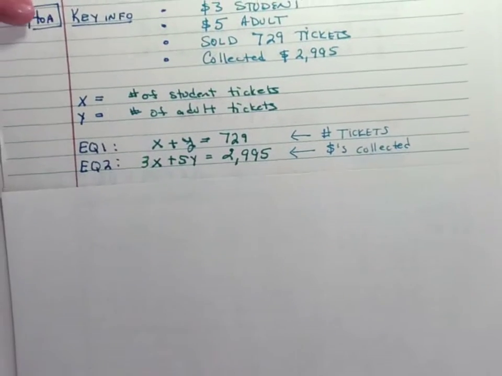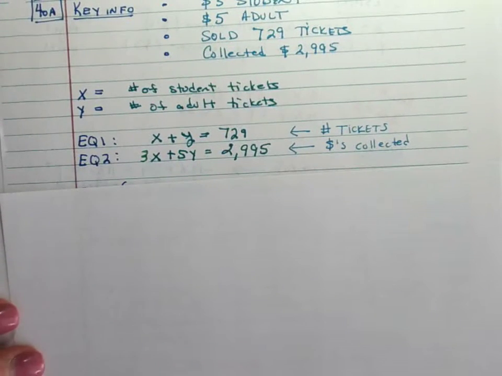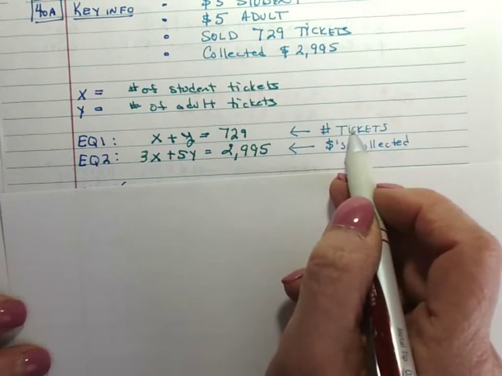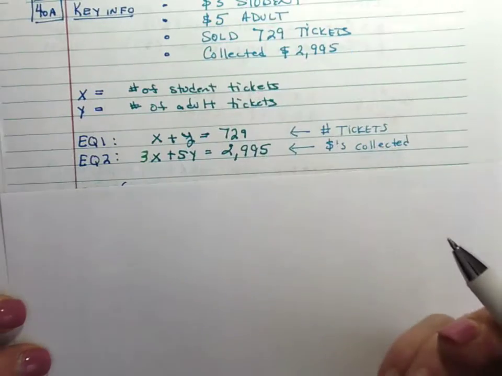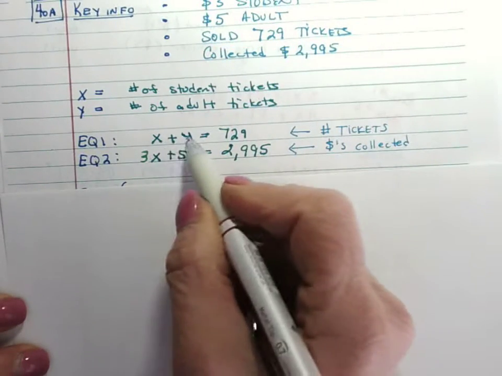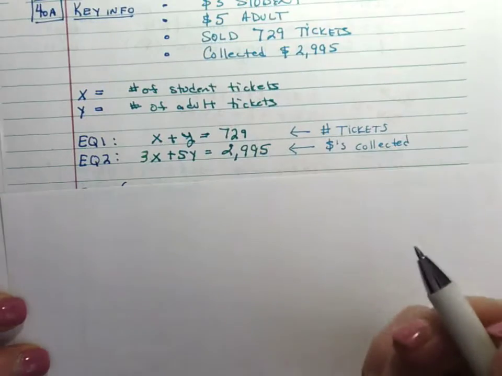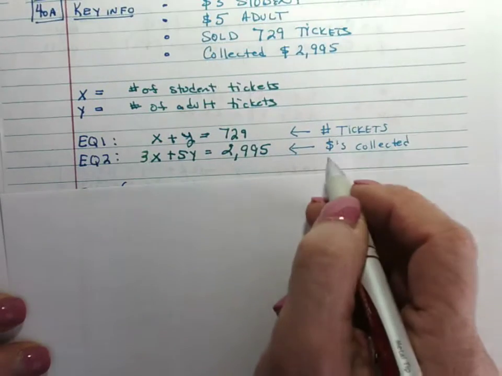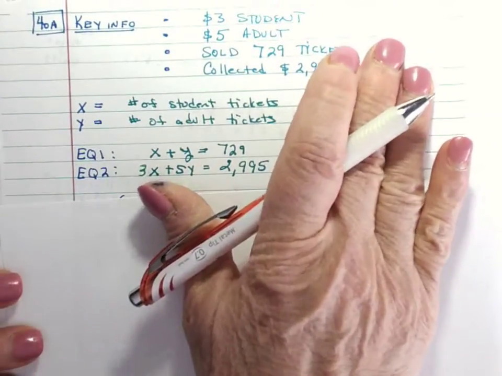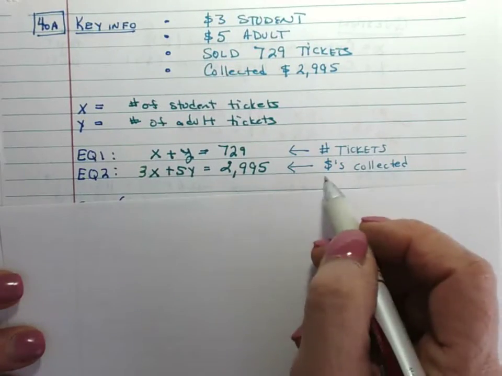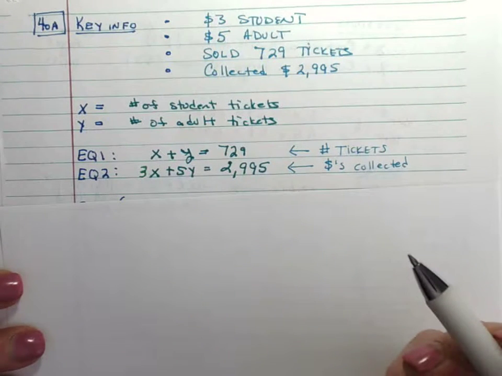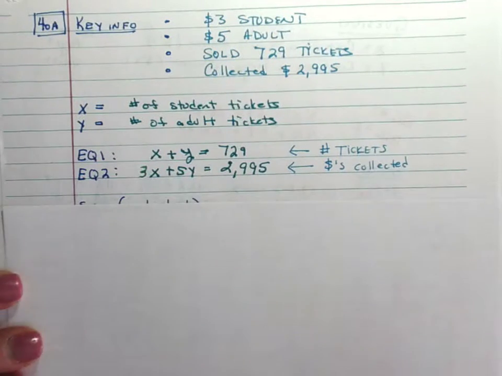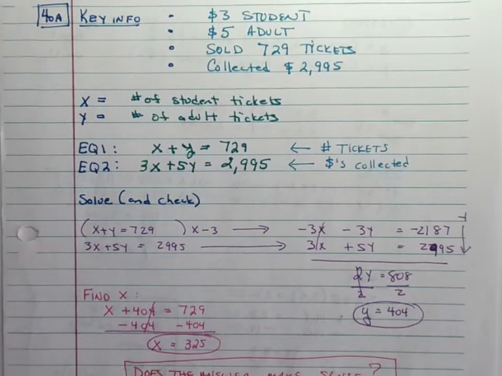So you have two equations. The first equation is your number of tickets. You had 729, but you don't know how many were split between adults and students. So x students plus y adults gives you 729. The second is dollars collected: $3 for a student, $5 for an adult. Then you solve and check.